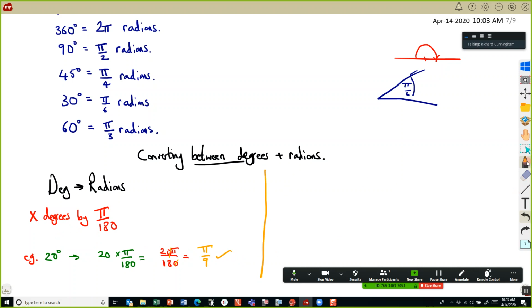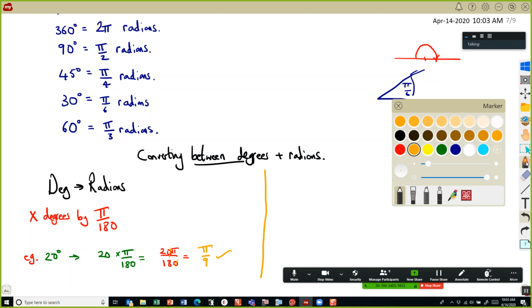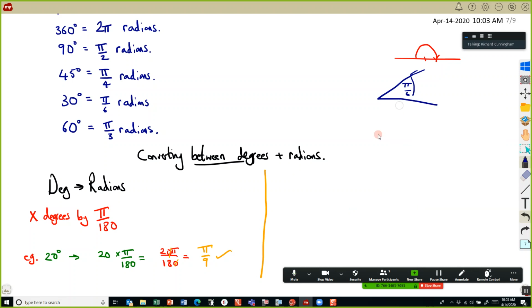Any questions so far? I do realize I'm going quite quick, but I kind of want you to get started on some questions. Let's just quickly do radians to degrees. If you have any questions, just shout. So for this one, you multiply the radians by 180 degrees over pi.